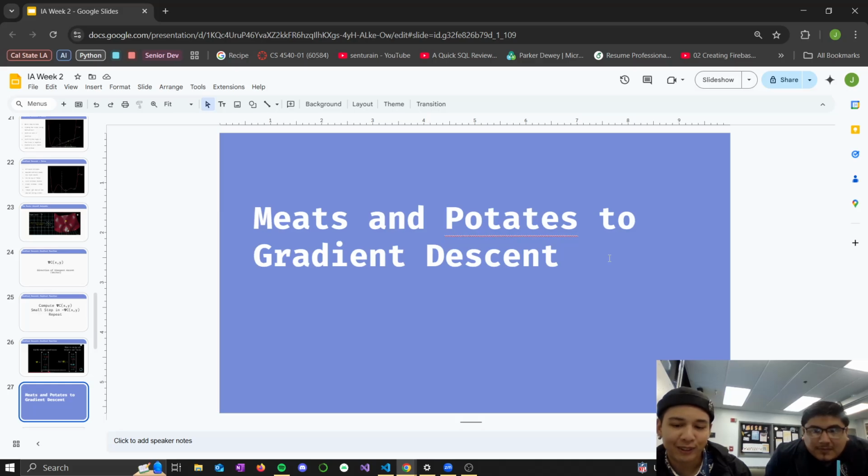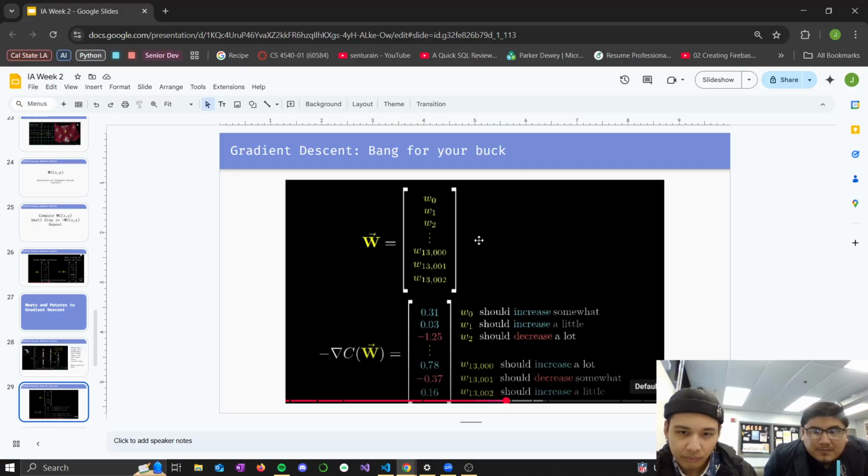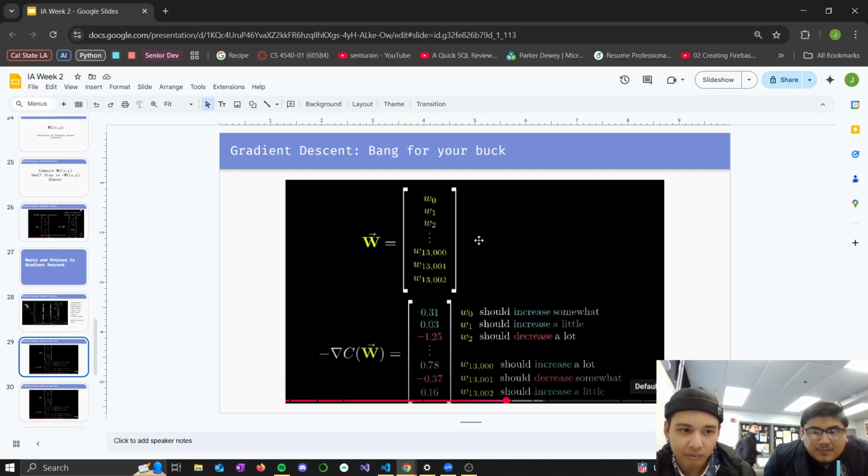Oh yeah, the meat and potatoes of gradient descent. Sometimes one neuron's weight matters more than another. So sometimes we just want the one that gives the most change, right? Basically the cost function, the gradient descent, helps us determine what we should prioritize, right?